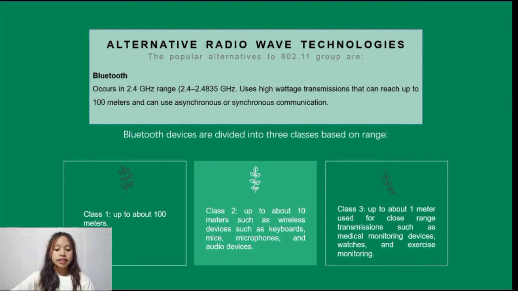And Bluetooth devices are divided into 3 classes base sa range nila. Class 1 ay umaabot ng 100 meters or exactly 50 steps ang layo. At ang Class 2 naman ay 10 meters tulad ng mga wireless devices like keyboards, mice, microphones, and audio devices. At ang Class 3 ay about 1 meter para sa close-range transmission, for example monitoring devices and watches.